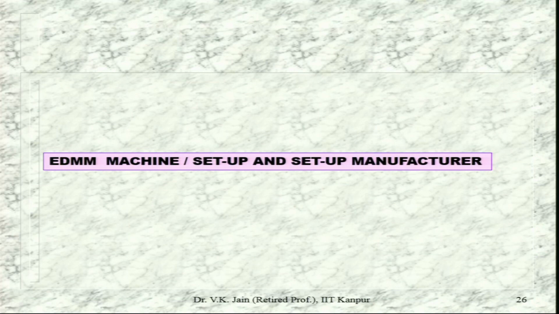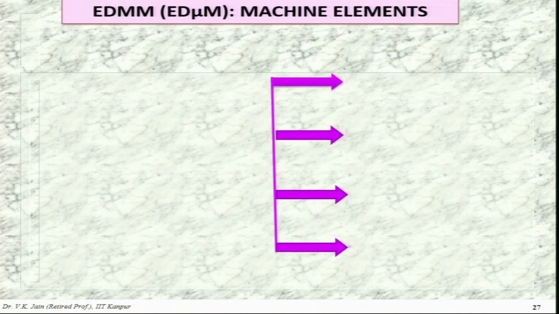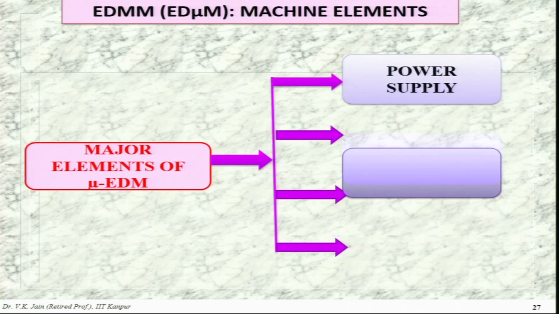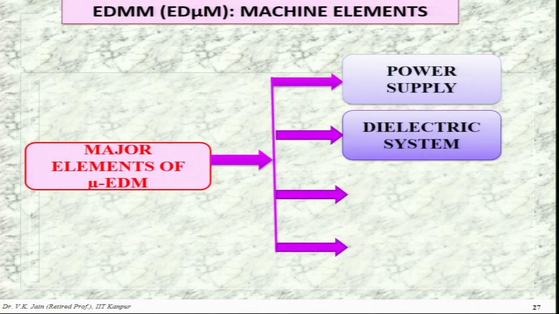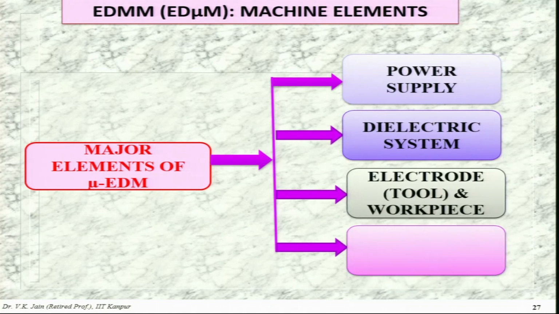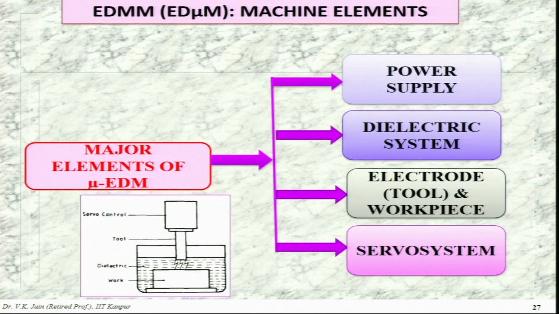EDMM machine setup and manufacturers. Machine elements. The major elements of an EDM machine are: power supply, then dielectric system, electrode, tool and workpiece, and then you have the servo system. So, these are the 4 major elements of any EDMM and EDM machines. This we have seen already.